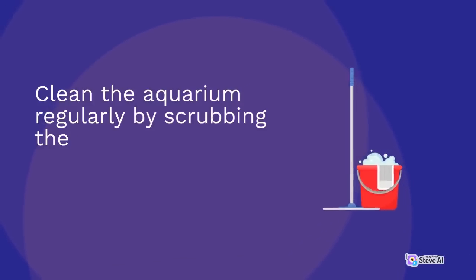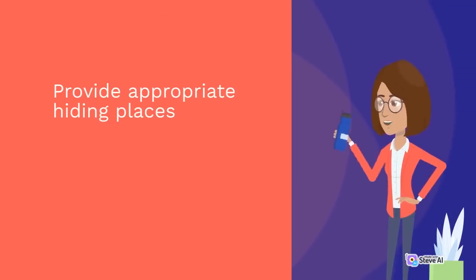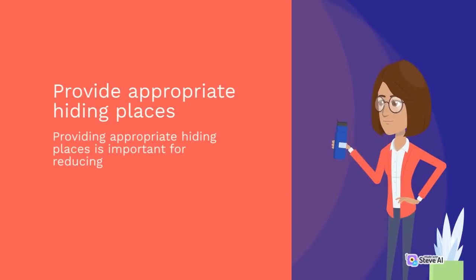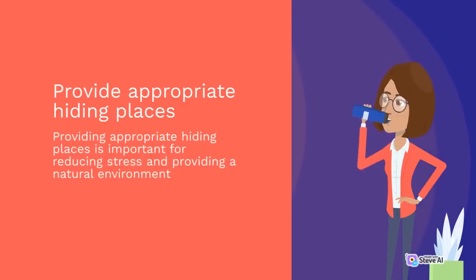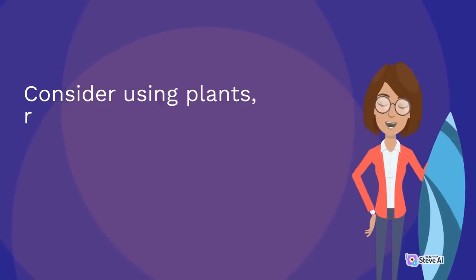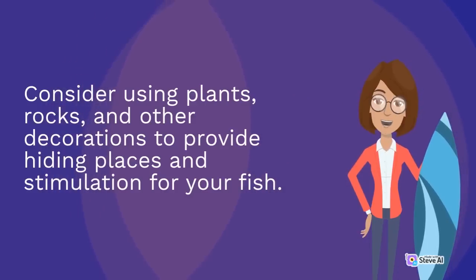Clean the aquarium regularly by scrubbing the glass, removing debris, and vacuuming the substrate. Provide appropriate hiding places. Providing appropriate hiding places is important for reducing stress and providing a natural environment for your Ryukyu goldfish. Consider using plants, rocks, and other decorations to provide hiding places and stimulation for your fish.